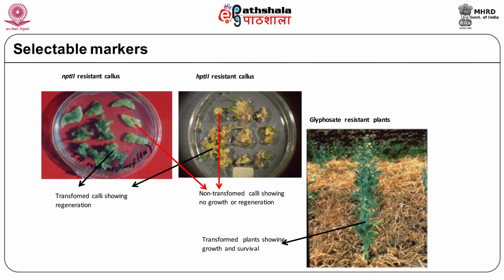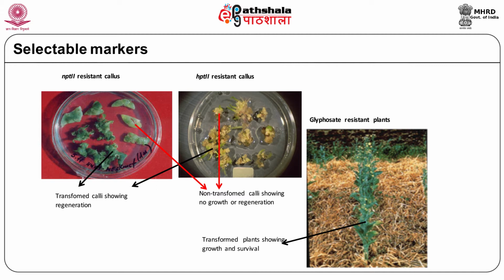Some of the commonly used selection markers include neomycin phosphotransferase 2, which is a bacterial enzyme that confers resistance to the antibiotic kanamycin. The NPT2 gene provides resistance by phosphorylating kanamycin, thus making it inactive. Hygromycin phosphotransferase 2 codes for hygromycin phosphotransferase HPT, which detoxifies the aminocyclitol antibiotic hygromycin B.